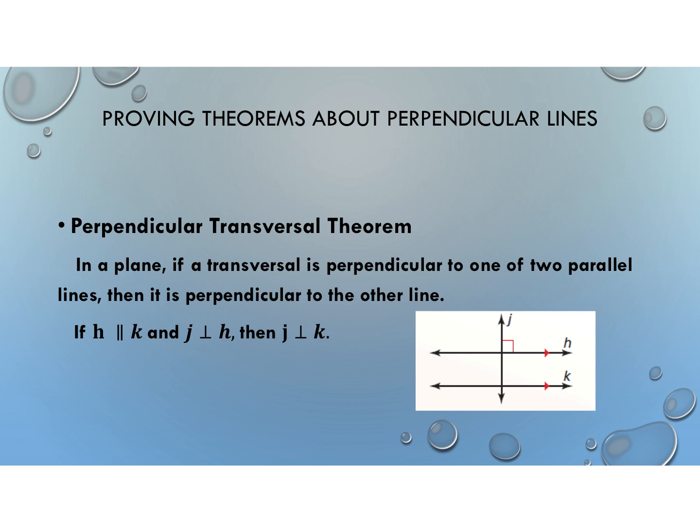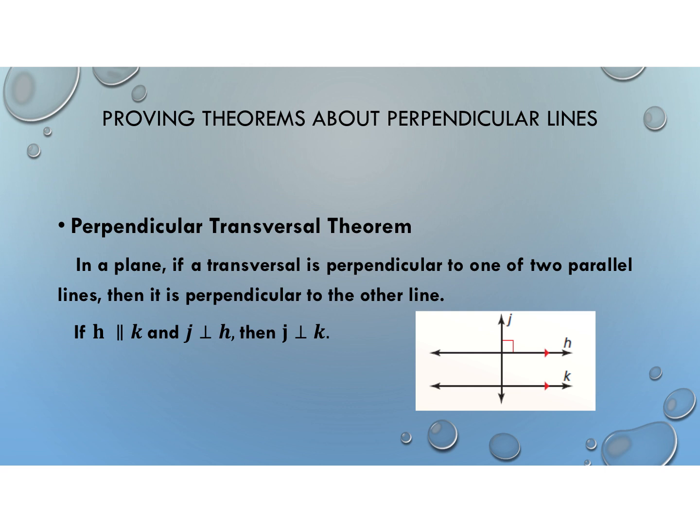So, the perpendicular transversal theorem. In a plane, if a transversal is perpendicular to one of two parallel lines, then it is perpendicular to the other line. So if H is parallel to K, and J is perpendicular to H, then J is perpendicular to K.